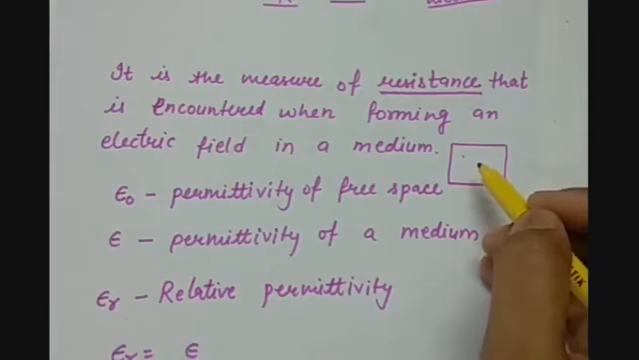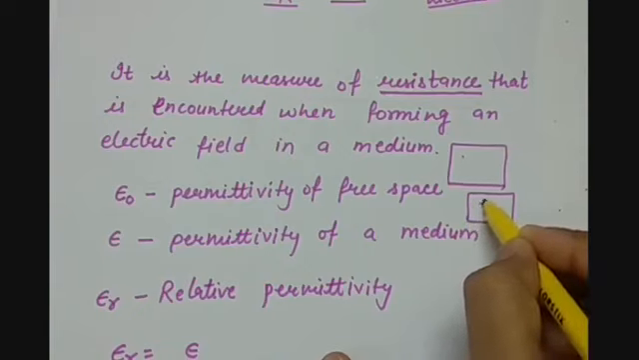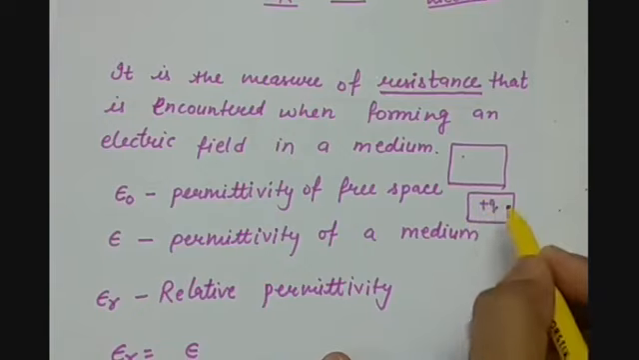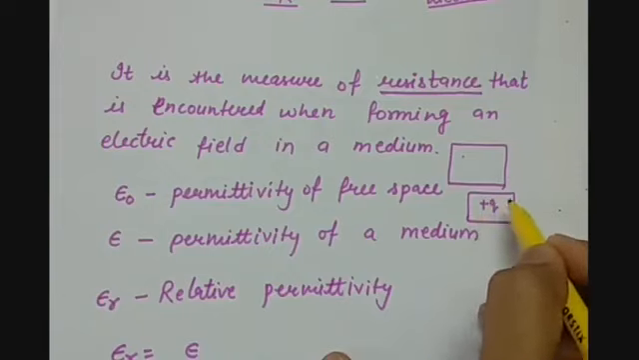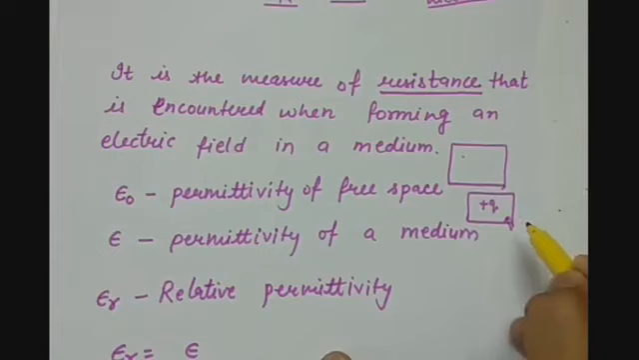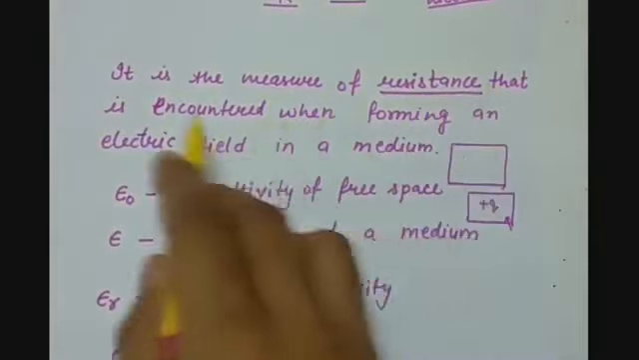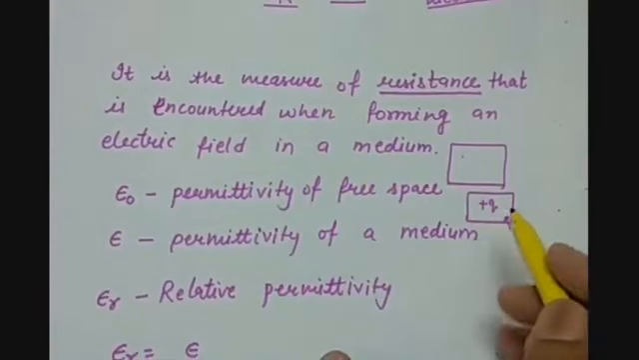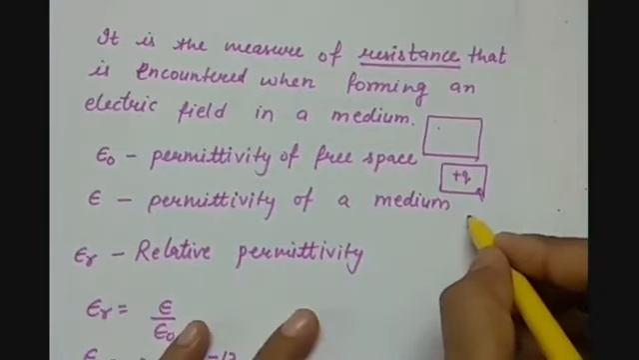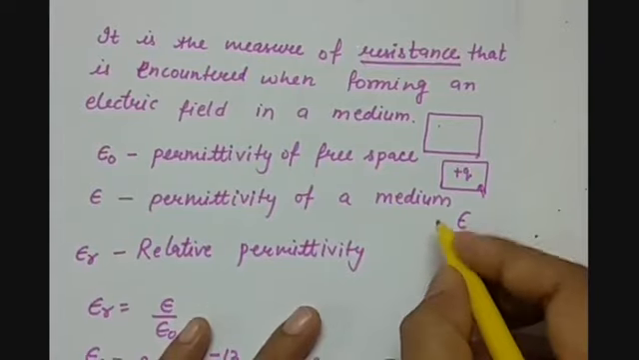Or you can say that if a medium is there, I want to place a charge Q here. So charge plus Q will have its own electric field around it, but the medium will resist it. So permittivity is basically the measure of the resistance which is encountered when forming an electric field in a medium. It is denoted by the Greek letter epsilon.